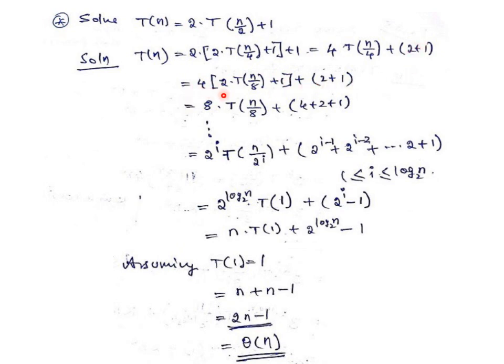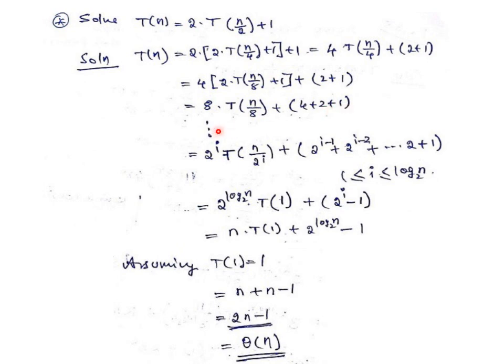So 4 into 2 is 8 T of n by 8 plus this 4 into 4 is 4 plus 2 plus 1. So what you understood from this? In general we can write 2 to the power 3 into T of n divided by 2 to the power 3 plus 2 to the power 2 plus 2 to the power 1 plus 2 to the power 0.